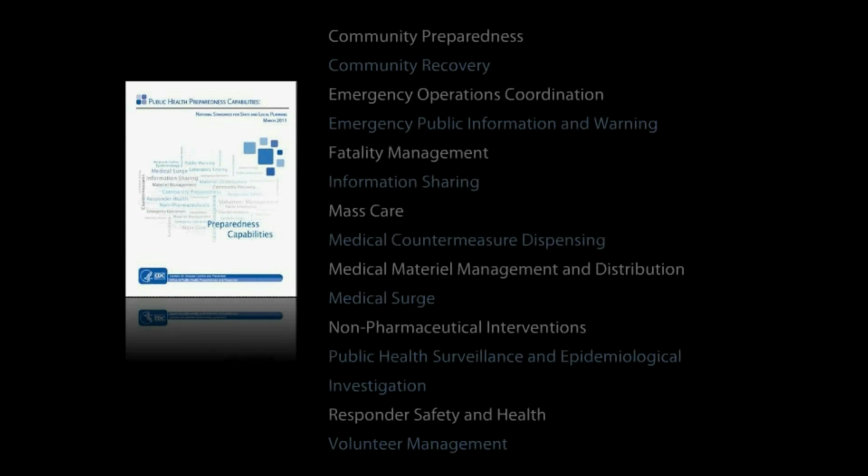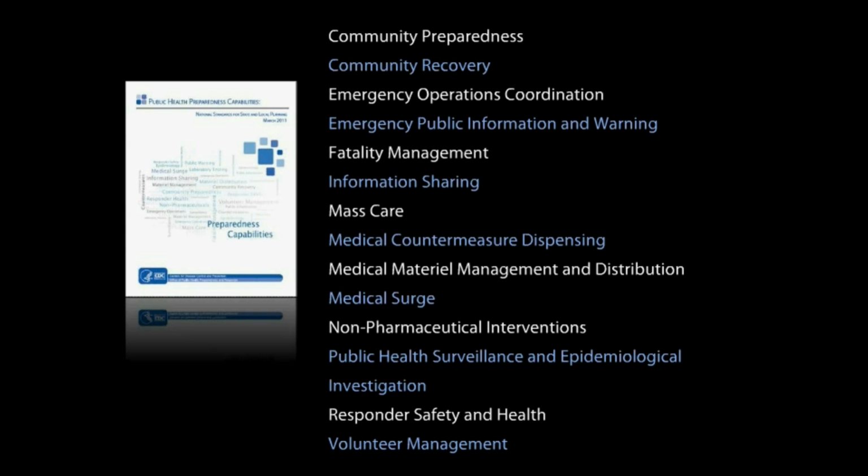Preparing for public health emergencies requires continual and coordinated efforts involving every level of government, the private sector, non-governmental organizations, and individuals. Public health preparedness capabilities, national standards for state and local planning, are designed to accelerate state and local preparedness planning and ultimately assure safer, more resilient, and better prepared communities. We now conclude this overview of the capabilities-based approach to public health preparedness.